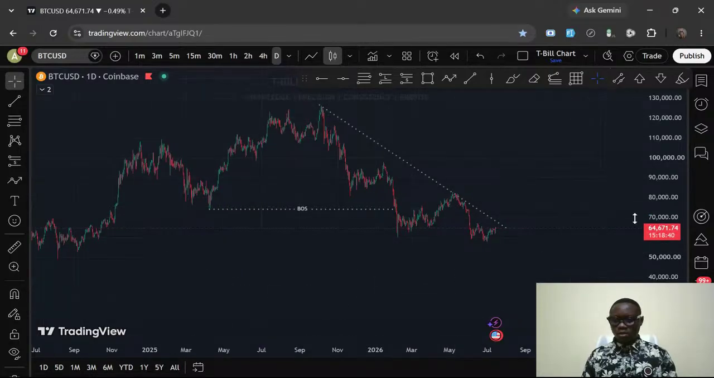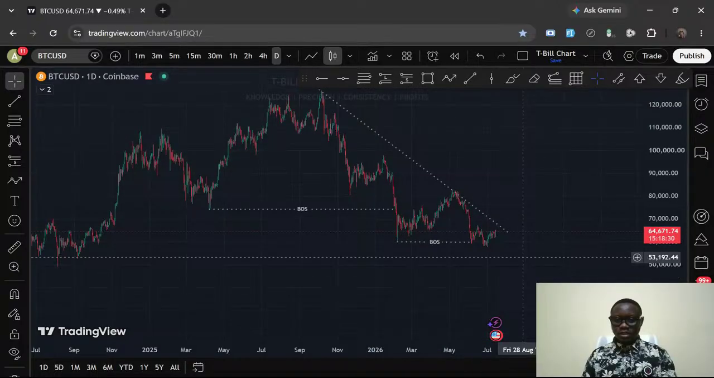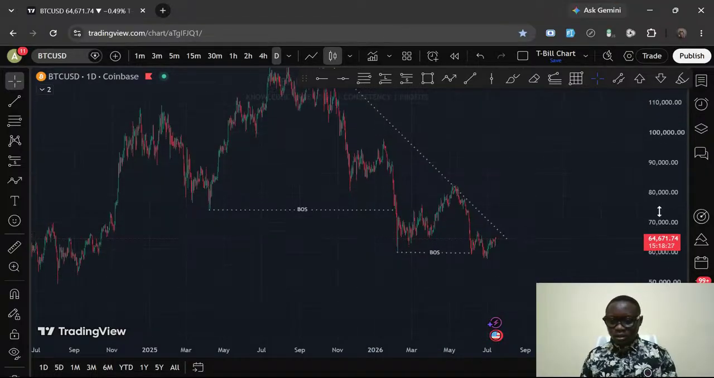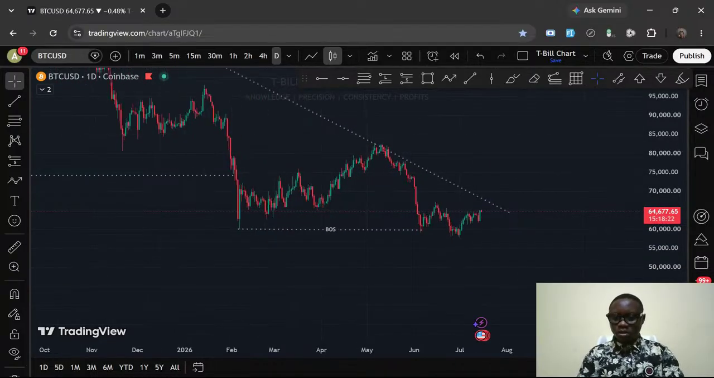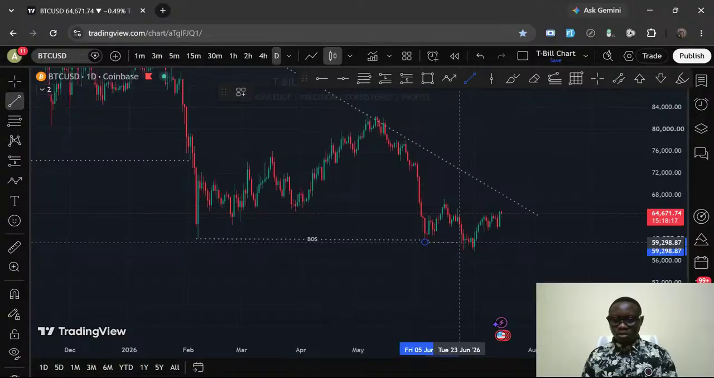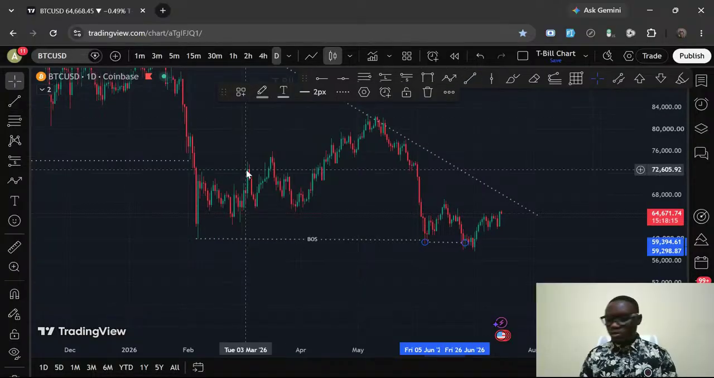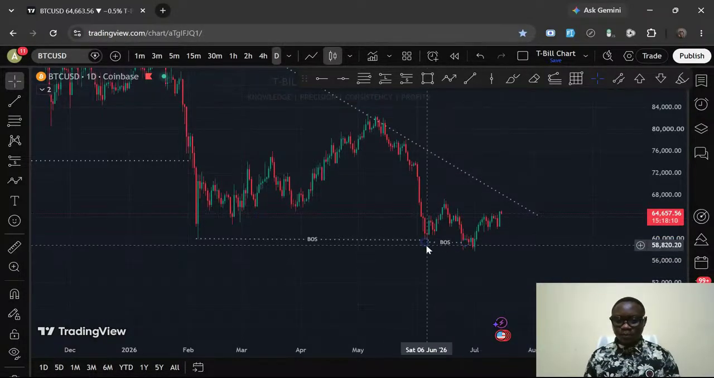Okay, and we got another break of structure right here, and there is another break of structure right here. Let's zoom this in. There's another break of structure right here. I'm going to mark that out, even though it's a rejection, because it's on the daily time frame. So we got this break of structure right here.